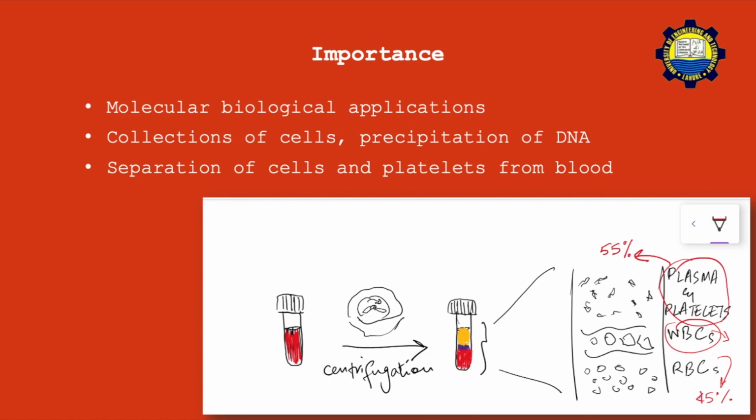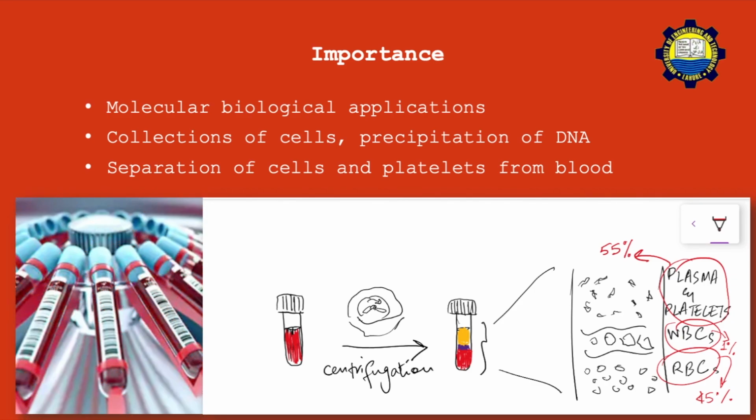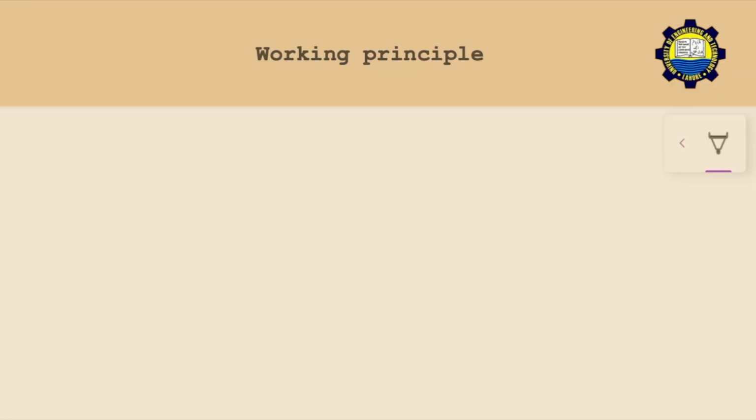Typically, RBCs are relatively lower in terms of percentage of space they occupy in the vessel. It's about 44-45%, and then there's some space for the percentage of white blood cells in the sample. Let's understand the working principle.